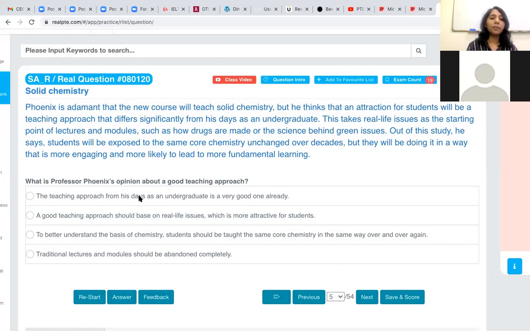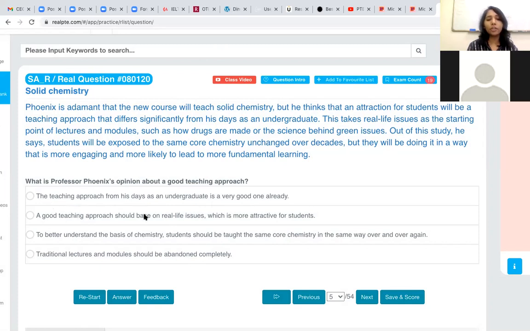So the teaching approach from his undergraduate days is already a good one. So what does he say in here? He says attraction will be a teaching approach that differs significantly from his days as an undergraduate. If it was a good teaching method in his undergraduate days, he wouldn't say it should differ. So this is not our option, so we eliminate this option.